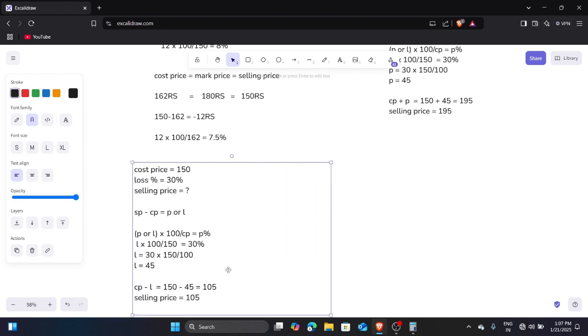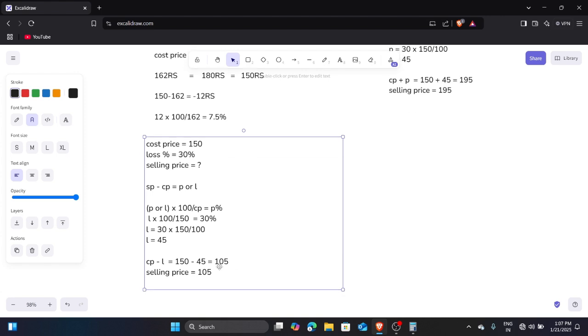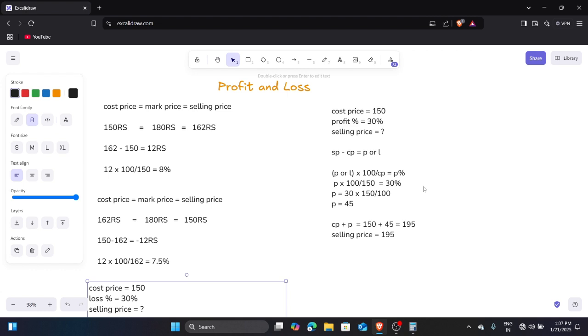Okay, no problem. So now I think you understand what is the profit and what is the loss. Here we calculated loss and here we calculated profit. You can compare both the things. Now I completed the things.